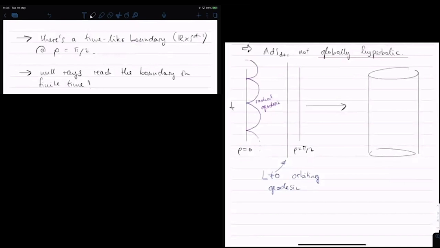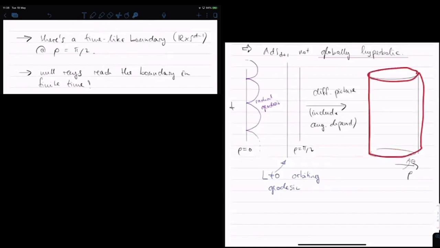So we have here now some different picture in which we include some of the angular dependence. Okay, so what we have is we basically still have rho now, but rho is really the radial direction. And there is now some angle also that we might call theta, the angle around this direction. And rho is equal to pi over 2, meaning the mantle of the cylinder. Okay, that would be the boundary, and the solid cylinder on the inside is the interior of ADS.